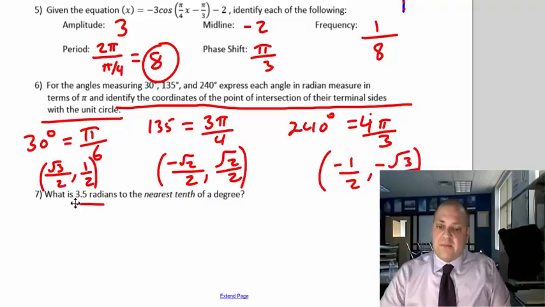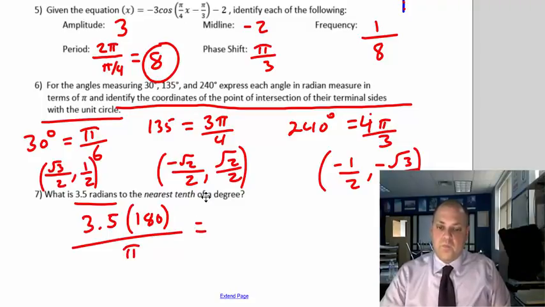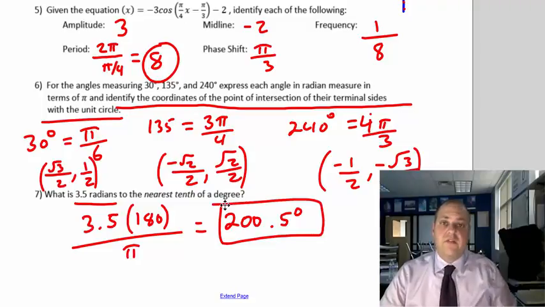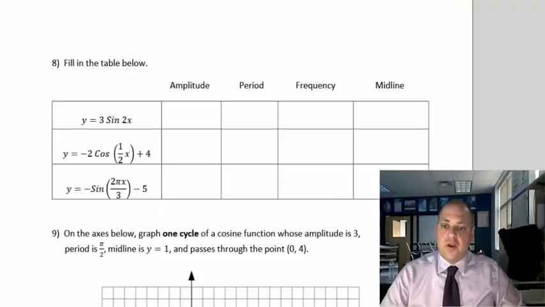If they give you the radian measure without pi, you're going to have to do it the old-fashioned way. Multiply by 180, divide by pi. So you do that, and you should get 200.5 degrees. Hope I'm not going too fast for you or too slow.